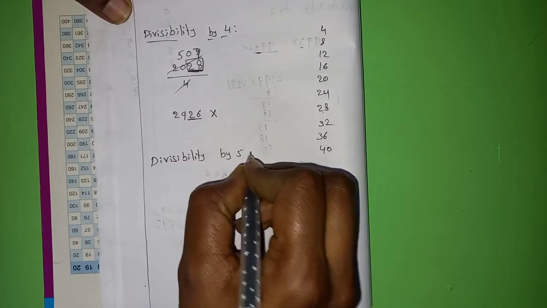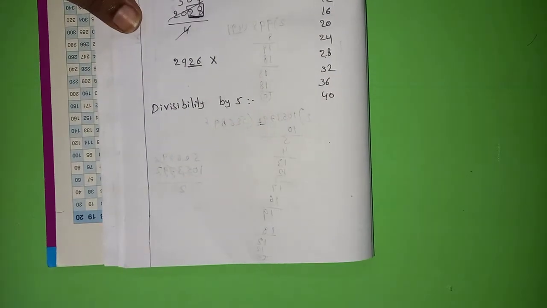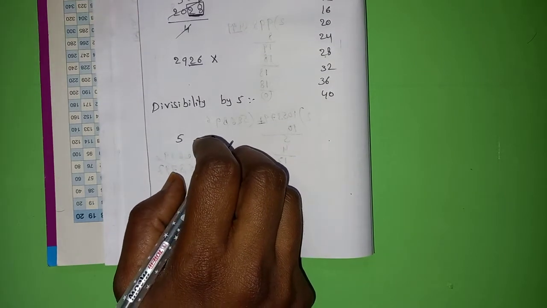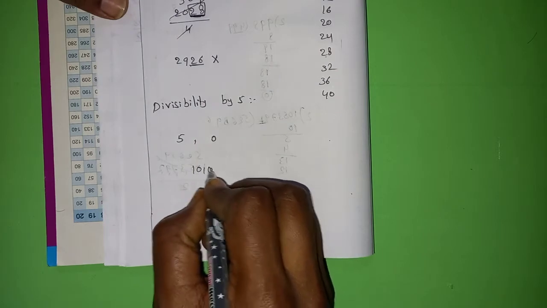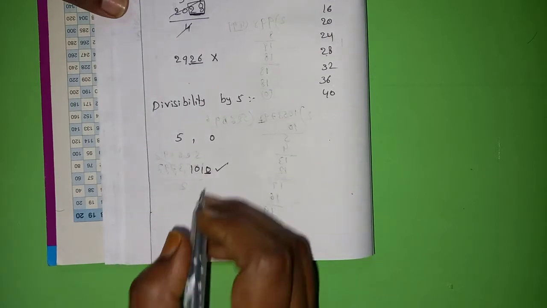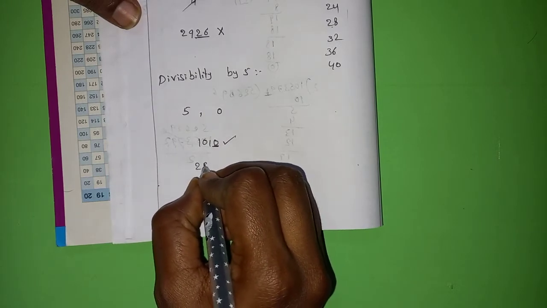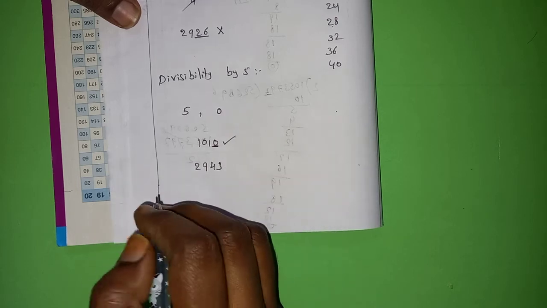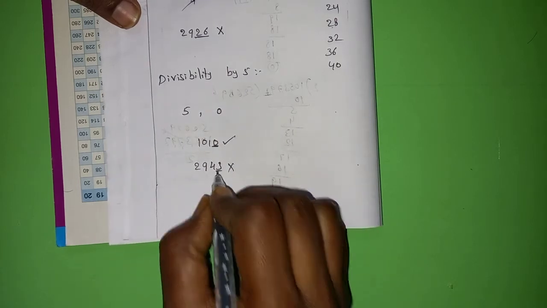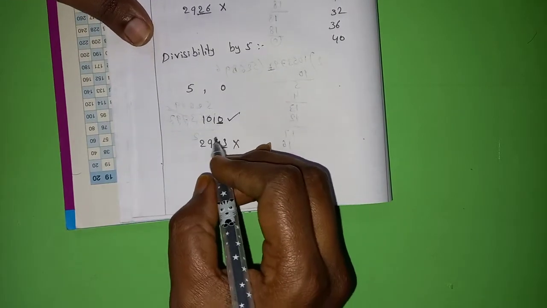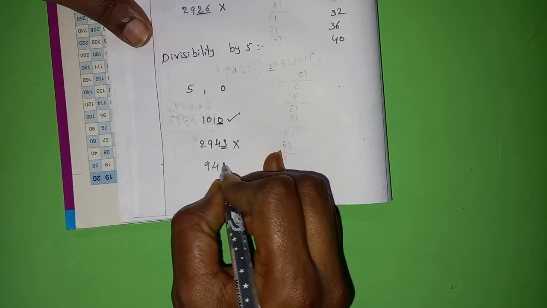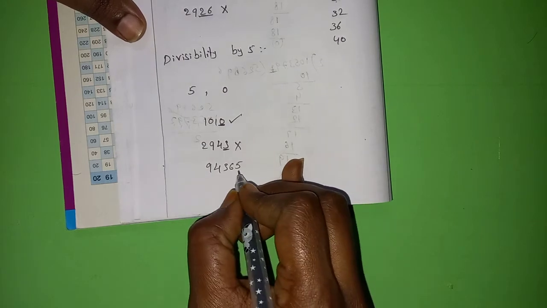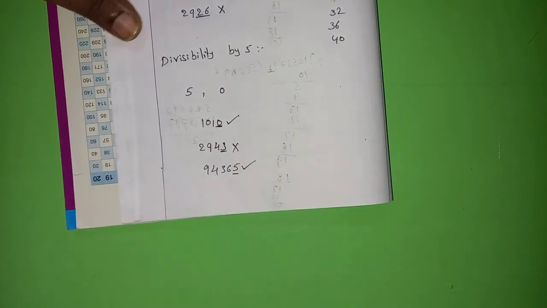Divisibility by 5. It's very easy. If the number ends with 5 or 0, then that number is divisible by 5. 1010 ends with 0, so it's divisible by 5. Is 2943 divisible by 5? No, the number does not end with 5. Next, is this number divisible by 5? Of course, because the last digit is 5. If you have doubt, you can check, dear.